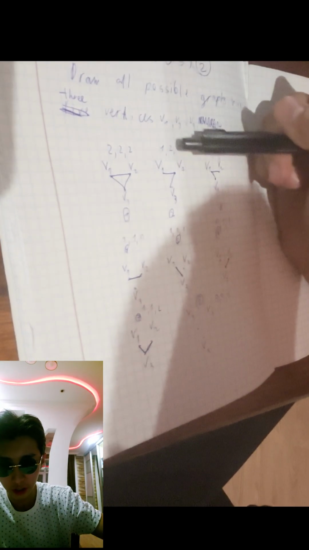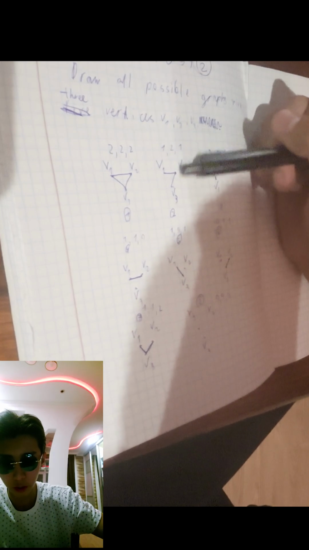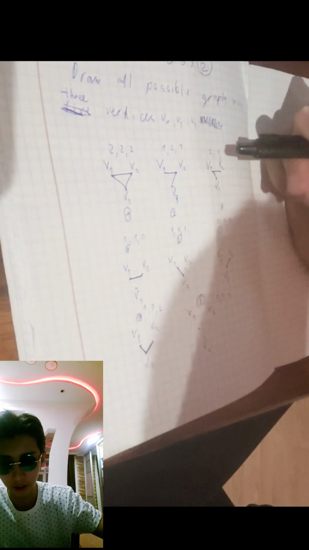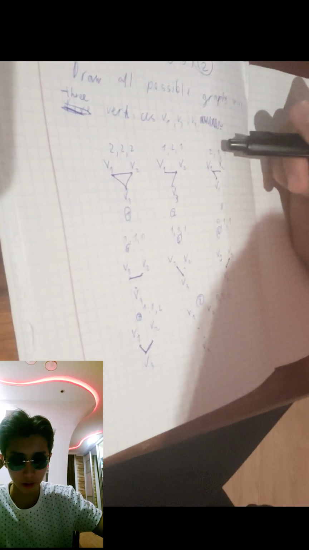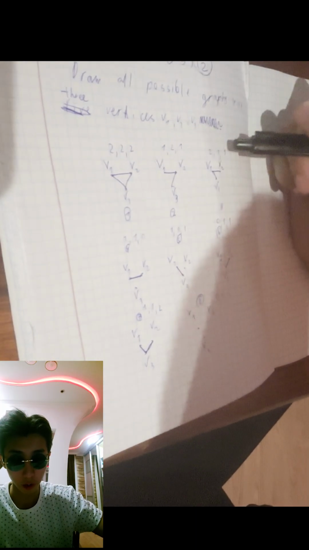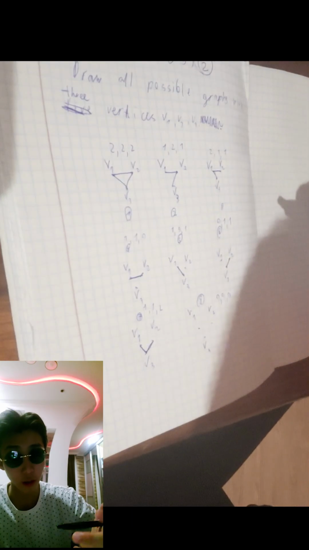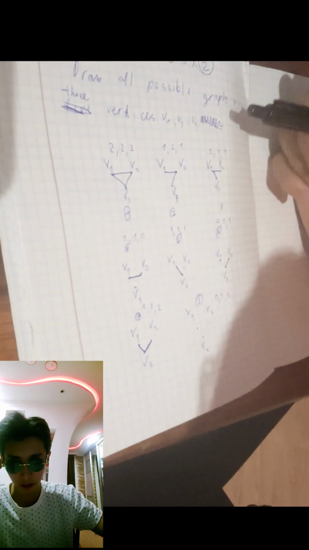V1 has 1 connection here. V2 has 2 connections here and here. And V3 has 2, 1, 1. Here 2 connections. V2 has only 1 connection and V3 has only 1 connection.